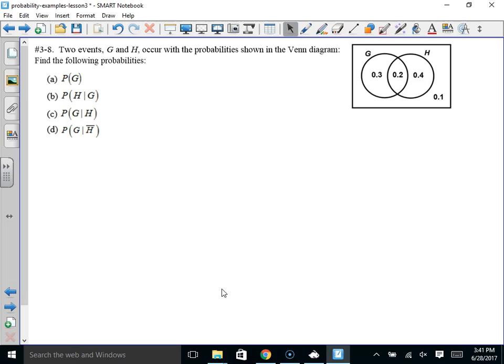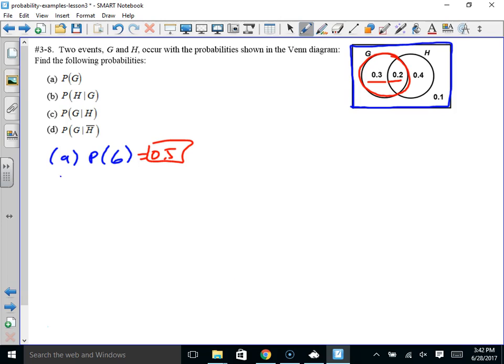Okay, the last problem here, it says 2 events G and H occur with the probabilities shown in the Venn diagram. Find the following probabilities. Okay, so for part A, it says probability of G. That's a simple probability. So it means out of the entire sample space, out of the entire universe here, what's the probability that we are in G? Okay, so it's going to be that portion. So it looks like we have to add the 0.3 and the 0.2. There's a total of 0.5 probability in that region. And again, we haven't really talked about the adding. We'll talk about that in a little bit more detail in the next video, but we can go ahead and see the idea of it now.